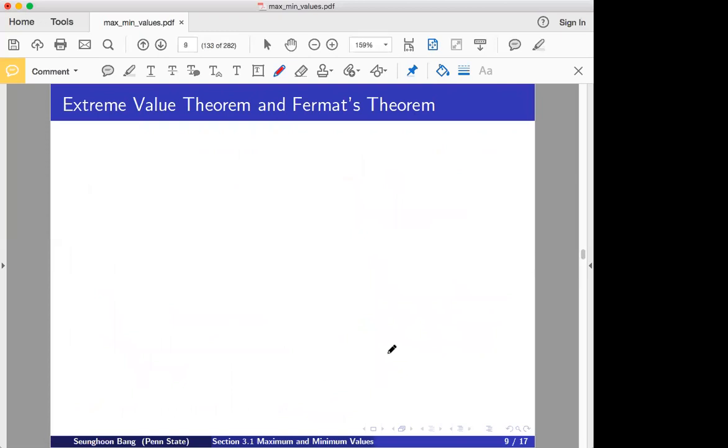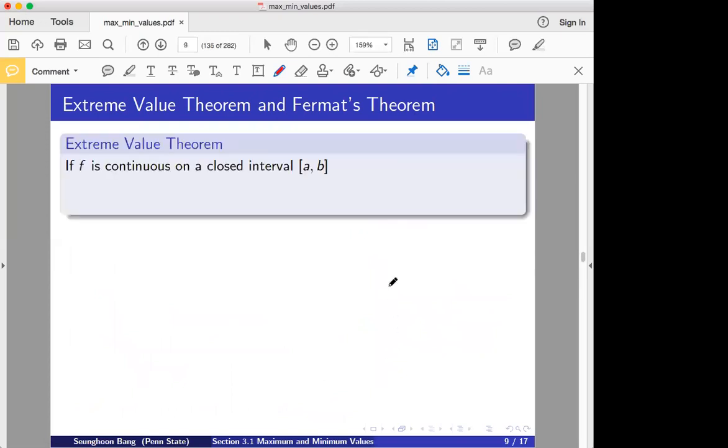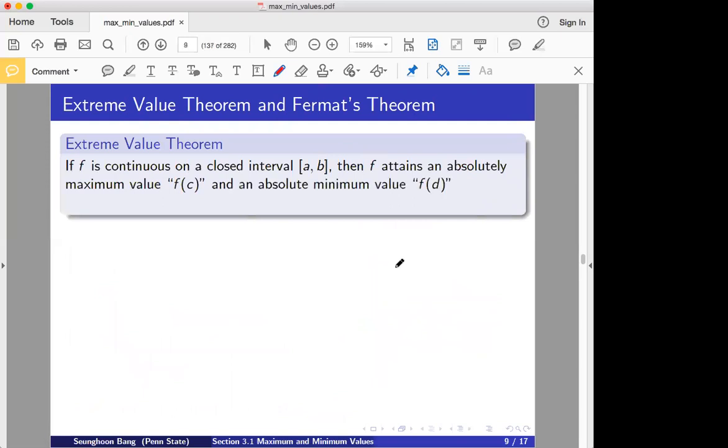The extreme value theorem and the Fermat theorem. Here, the extreme value theorem: if function f is continuous on a closed interval [a, b], then f has an absolute maximum f of c and an absolute minimum f of d for some numbers c and d in the closed interval [a, b]. That is called the extreme value theorem. So the conditions that guarantee f has an absolute maximum and minimum are continuity and a closed interval [a, b].